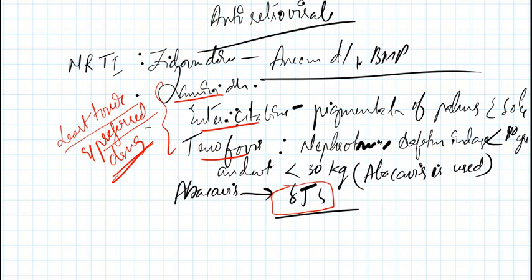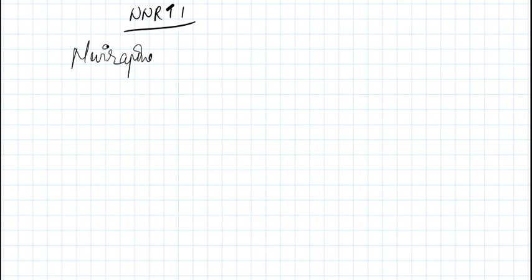Yes. Now if you come to NNRTIs, non-nucleoside reverse transcriptase inhibitors, the first one is nevirapine, right? Guys, write this one. From this point, each and every drug and every statement is important. Now, nevirapine is the drug of choice used to prevent perinatal HIV transmission.